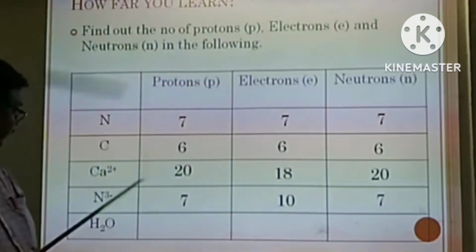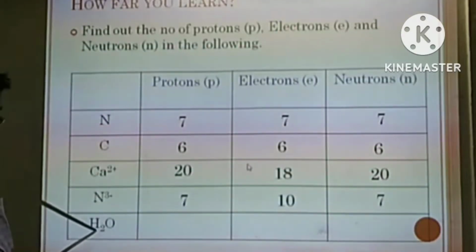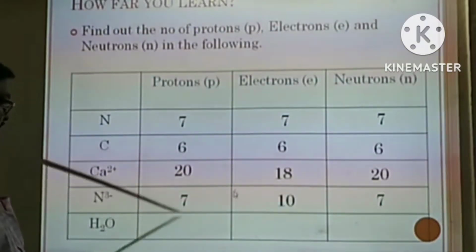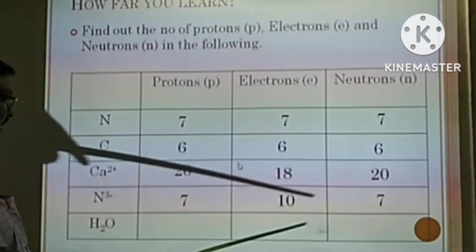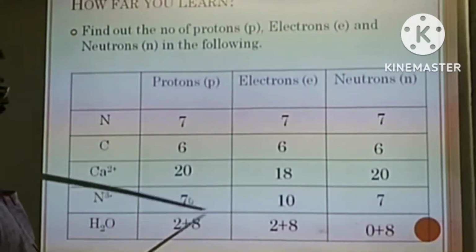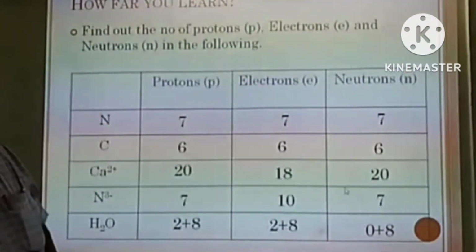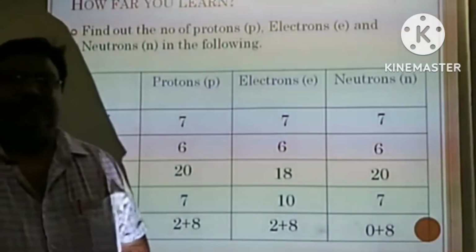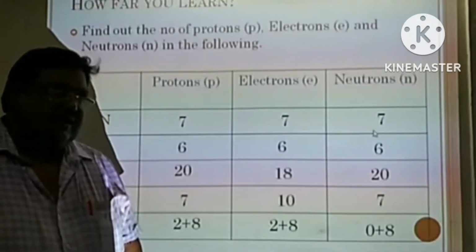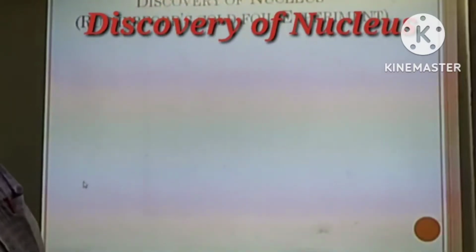सिमिलरली वाटर, see हाइड्रोजन 1 प्रोटॉन, 2 हाइड्रोजन हैं, 2 प्रोटॉन प्लस इसका 8, टोटल 10 प्रोटॉन हो गया. इलेक्ट्रॉन भी 10 होगा क्योंकि न्यूट्रल है, लेकिन न्यूट्रॉन सिर्फ 8 होगा क्योंकि हाइड्रोजन का कोई न्यूट्रॉन नहीं है. So 10, 10 and 8. So in this way we can find out the number of protons, electrons and neutrons present in an atom or an ion. Coming over to the next part, this is very important, discovery of nucleus.